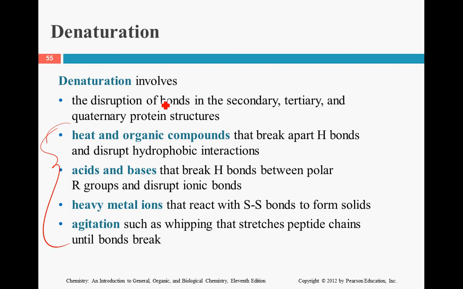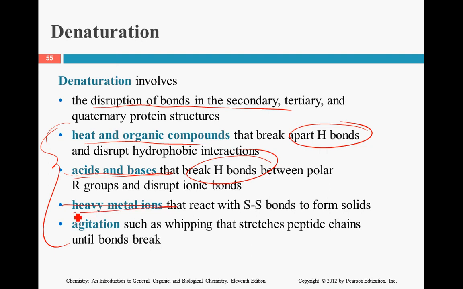So denaturation is the disruption of the secondary, tertiary, and quaternary structures. So we are breaking up not necessarily the peptide bonds, but the interactions between the amino acids within the chain. You can heat it up or add an organic compound, and that's basically breaking the hydrogen bonds. You can add an acid or a base, which also breaks up the hydrogen bonds.